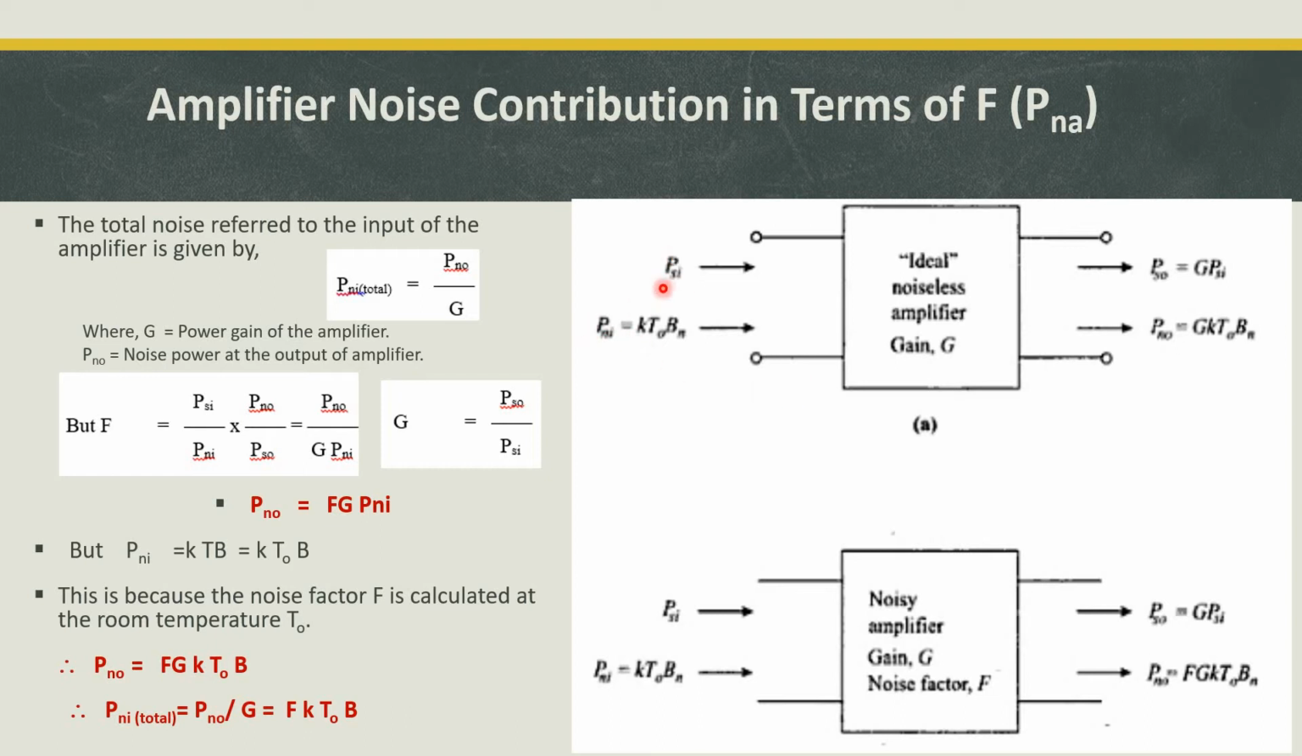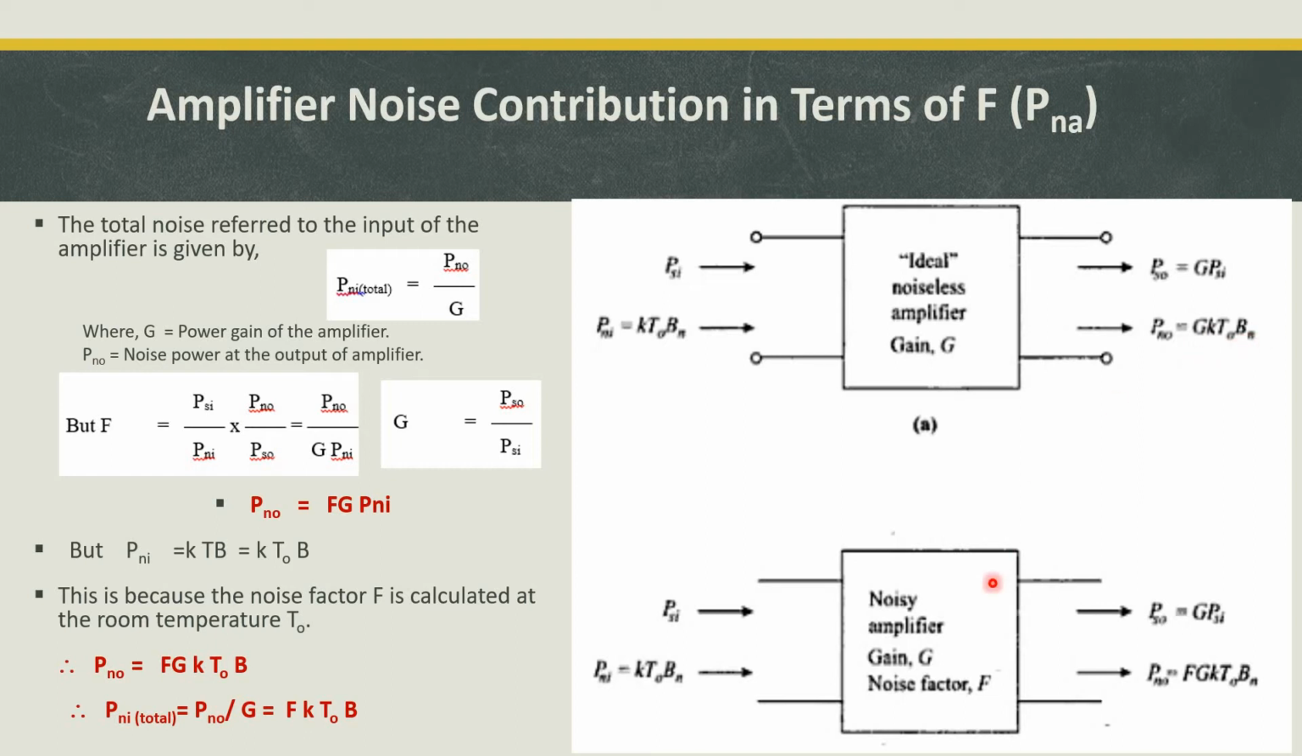So the power of the input signal applied to the ideal noiseless amplifier, multiplied with the gain factor, what will happen? Output is G into PSI. In a similar manner for noise, PNI is equal to KTB. So this KTB multiplied with G, we will get PN0 equal to GKTB.